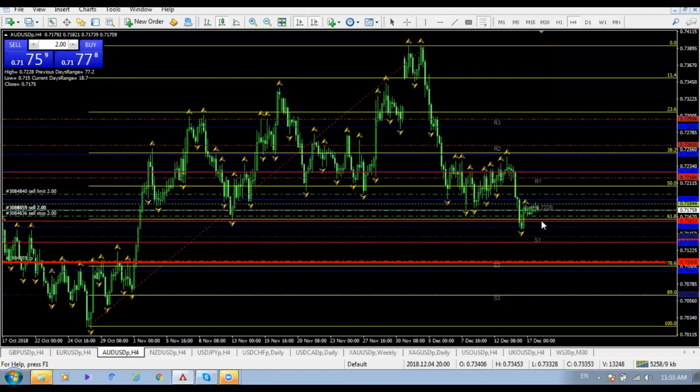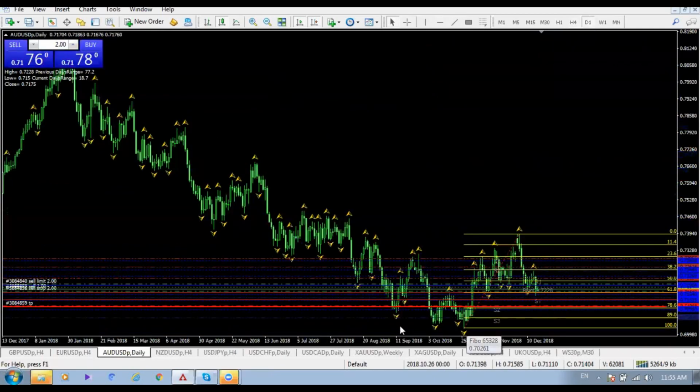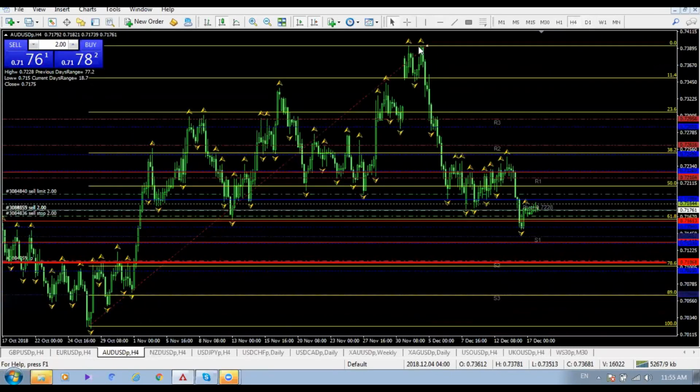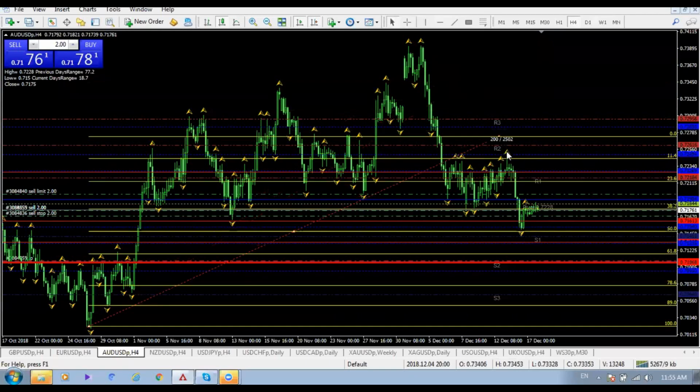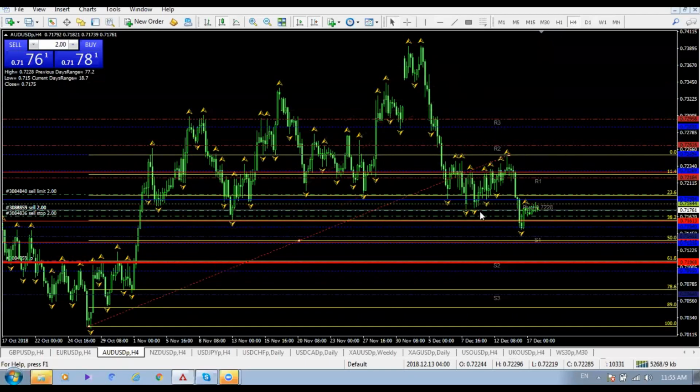take your 0 point. Here, my 61 hasn't broken down yet. When it breaks down, I don't have any peaks before it. So my last peak is this. There is nothing before it. So what do I do? I take my 0 and put it on the last peak that was formed.